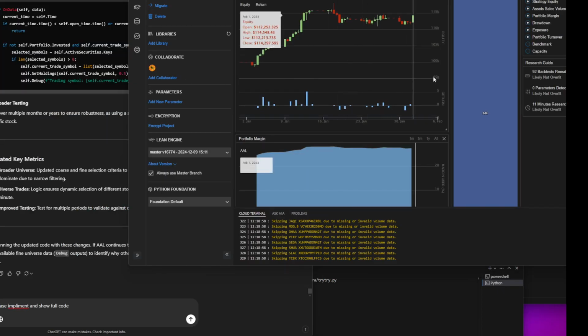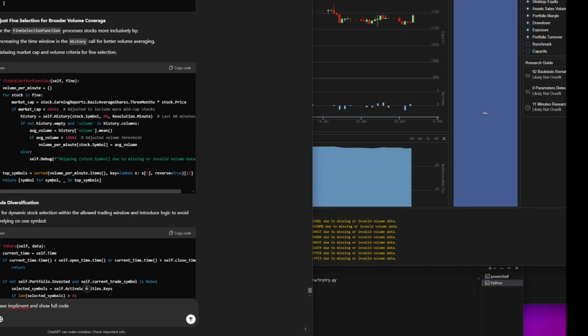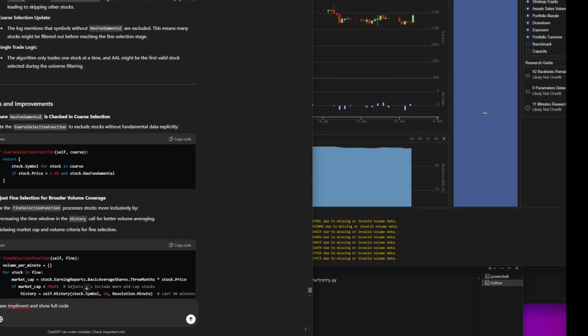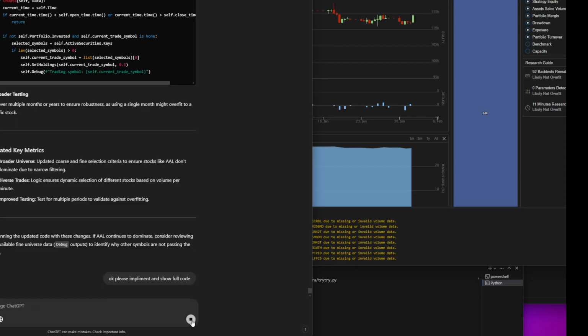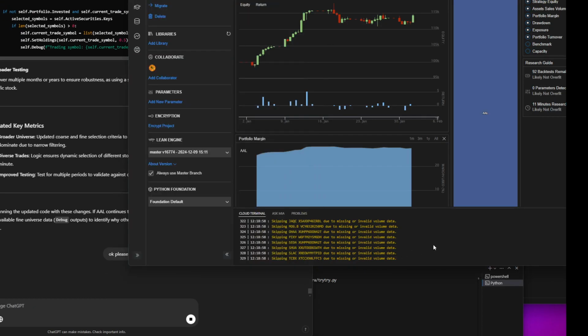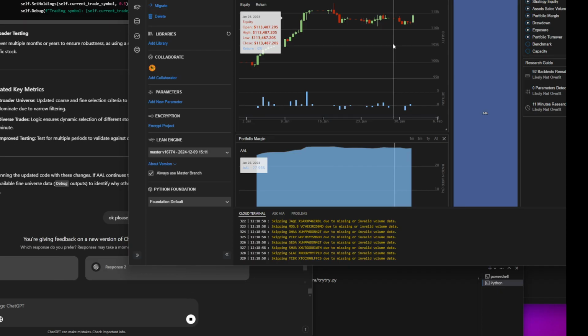All right, this is the other result. It just traded American Airlines all the way, and ChatGPT says it's something to do with issues in the universe selection logic, specifically the filtering criteria. History calls on the fine selection. The log mentions symbols without fundamental data are excluded. So I think we're going to include it this time and show the full code. There we go. And we'll try it one more time.